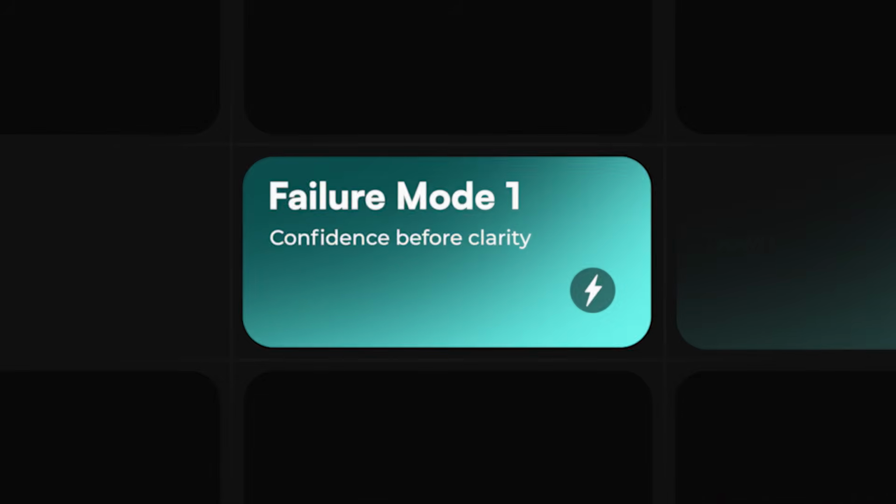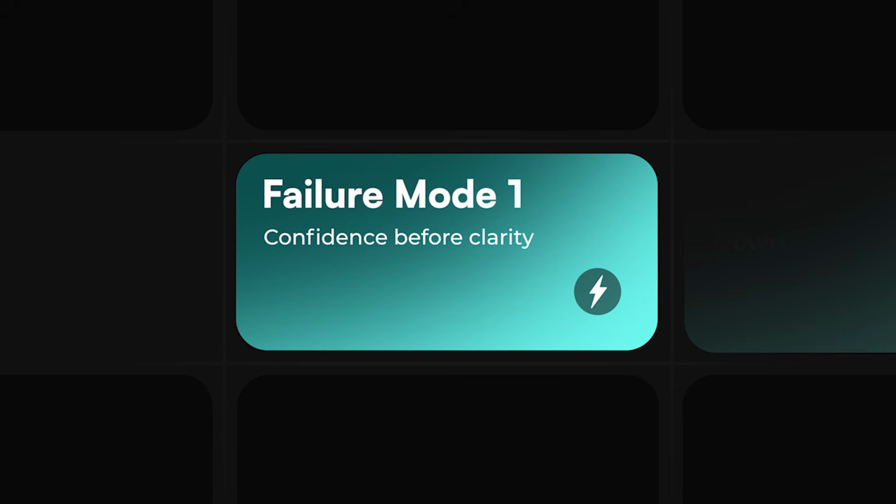So let's dive into failure mode #1, confidence before clarity. AI is very good at making your ideas seem excellent and exciting, even if they have no chance of getting published and they're dead on arrival.